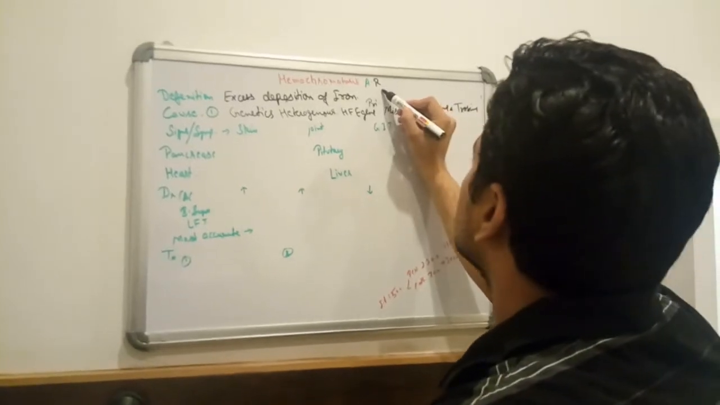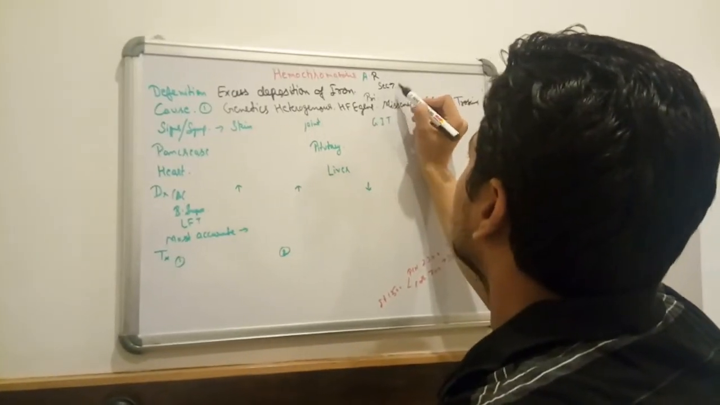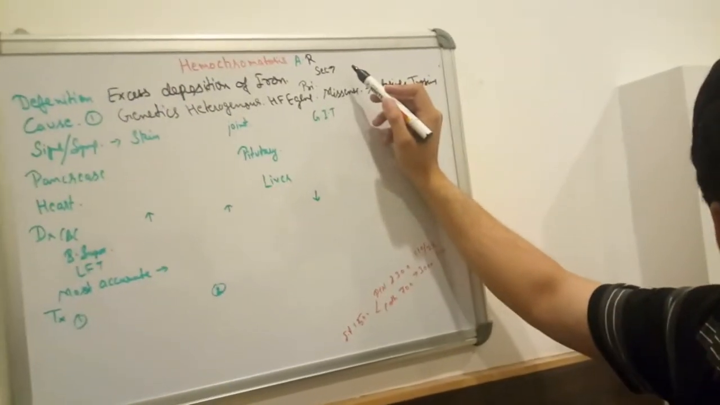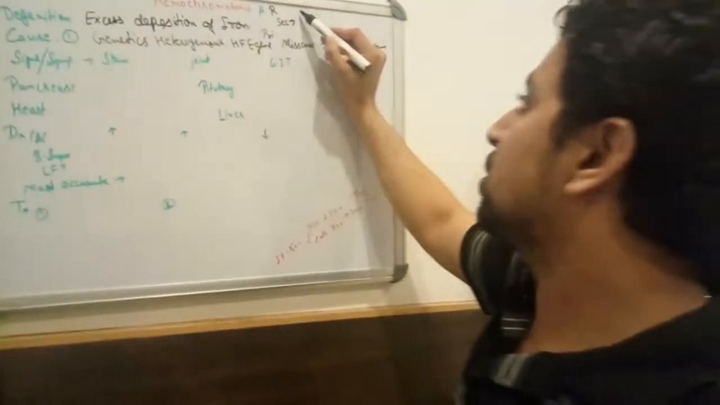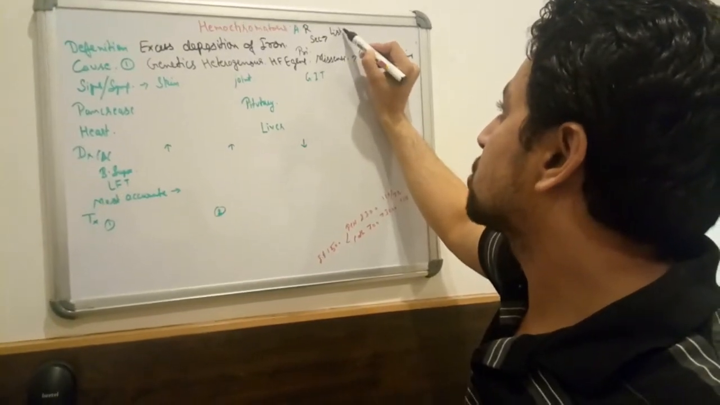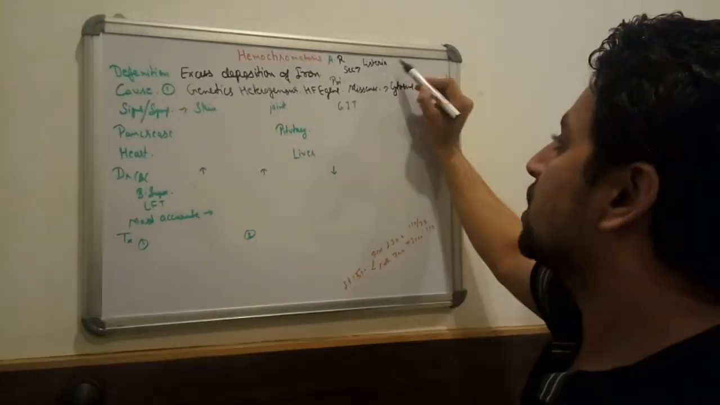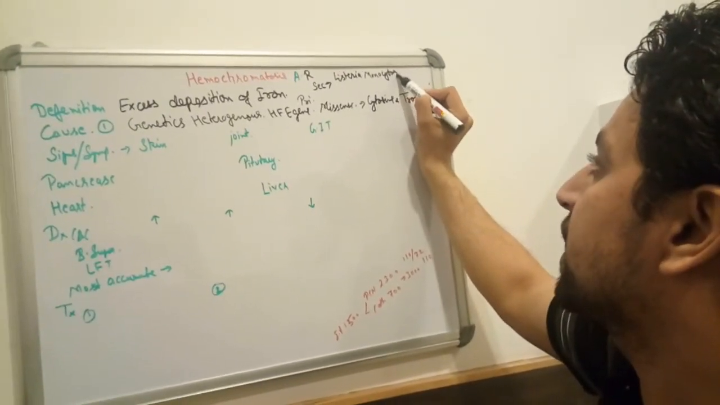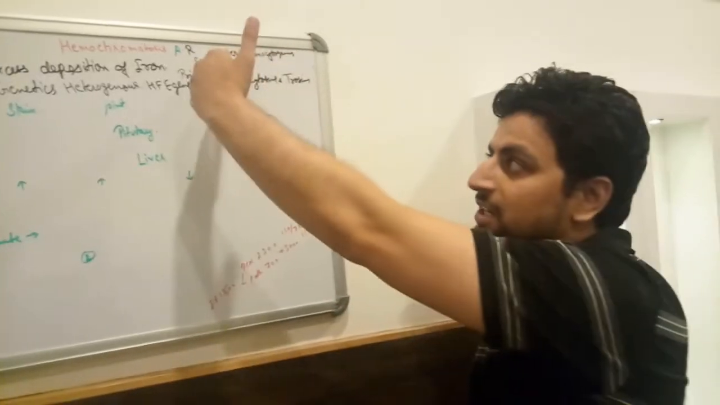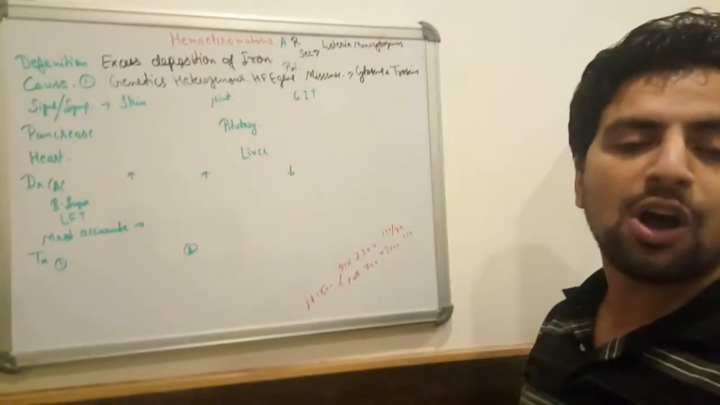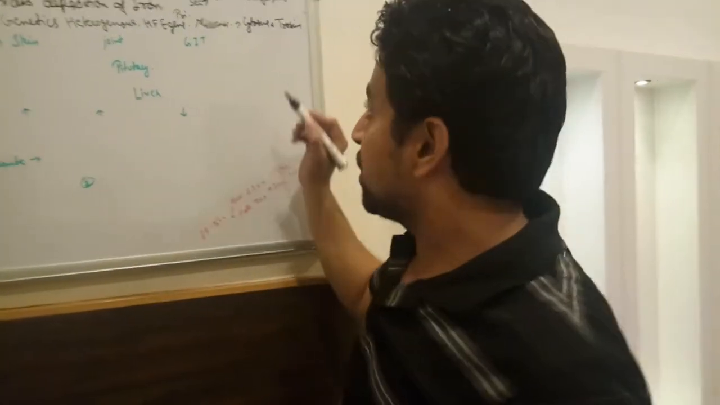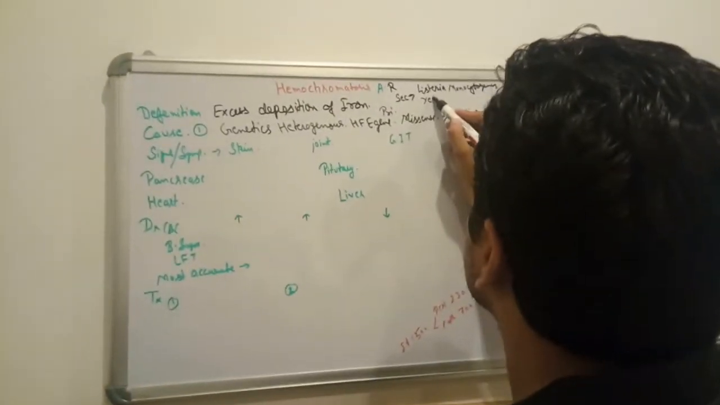Secondary causes are also included. I'm going to write here secondary causes. Secondary causes like some infections, like Listeria monocytogenes. Please remember this one. This is an infection that can also cause iron overload. These infections are iron loving. And Yersinia enterocolitica is the second one.